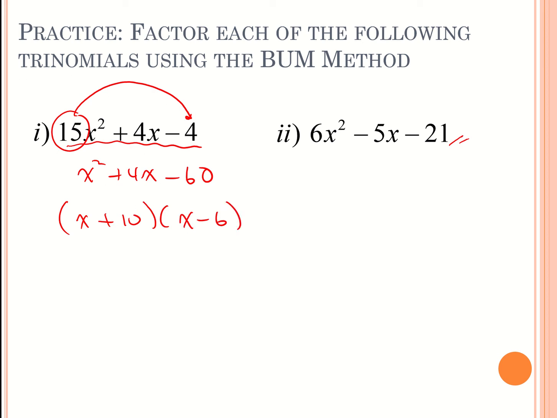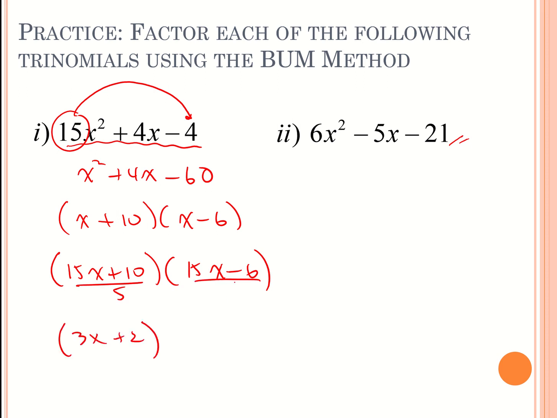Alright? So again, we're not done here, okay? You got to bring the 15 back. So 15x plus 10, and then 15x minus 6. Okay, so the greatest common factor here is 5, so you get 3x plus 2. The greatest common factor here is 3, and so you get 5x minus 2. And that's it, we're done. Okay, so I'm going to skip this one. Let's move on.